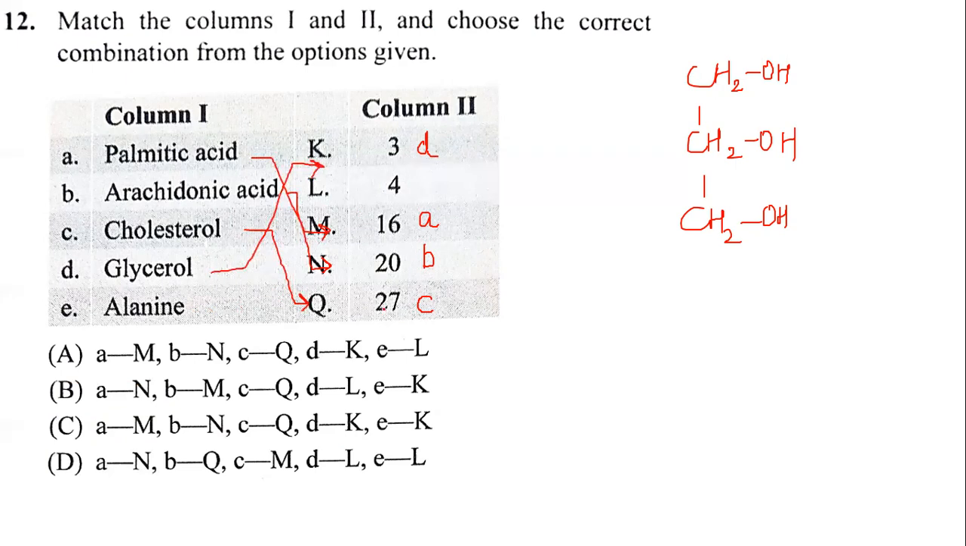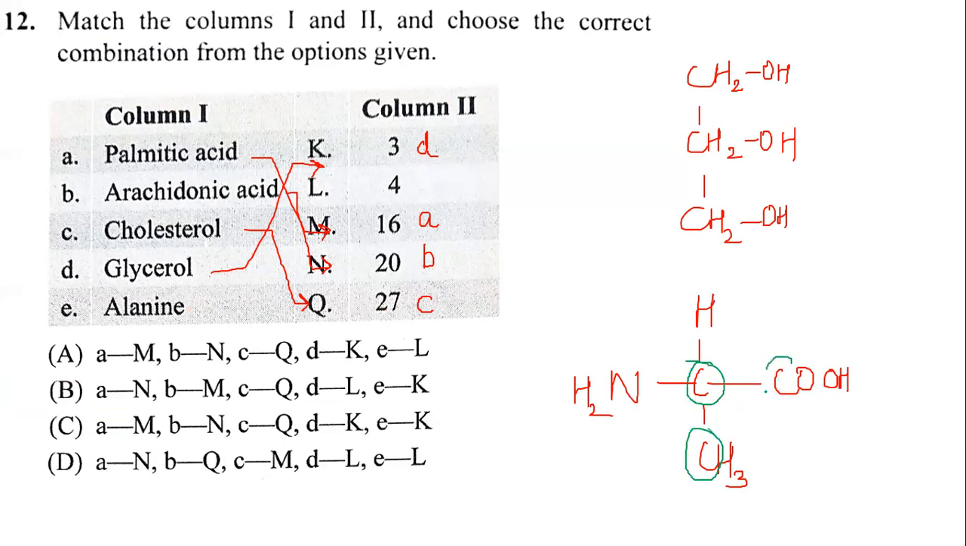And alanine. What is the formula of alanine? COOH, NH2, hydrogen, and you will see a CH3 group. Right, everybody? So how many carbons can you see? Carbon number 1, carbon number 2, carbon number 3. So alanine also matches with glycerol, so D comma E. Which is the correct answer? Option number C is the correct answer for this question.